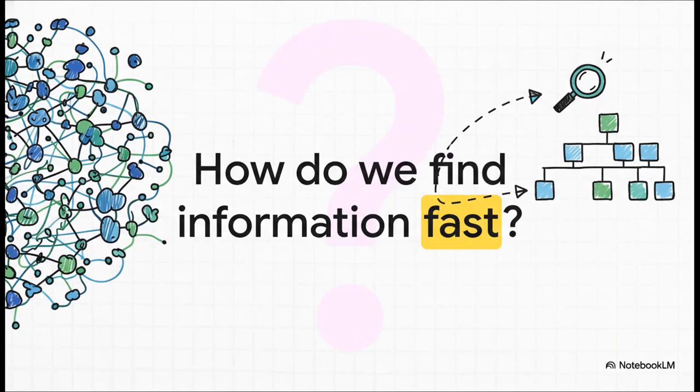So let's kick things off with a problem we all get. Imagine a massive library, like millions of books, but there's no catalog. And you need to find one specific book, right now. How in the world do you find it without spending the rest of your life looking? That's the exact problem computer scientists are trying to solve every single day.